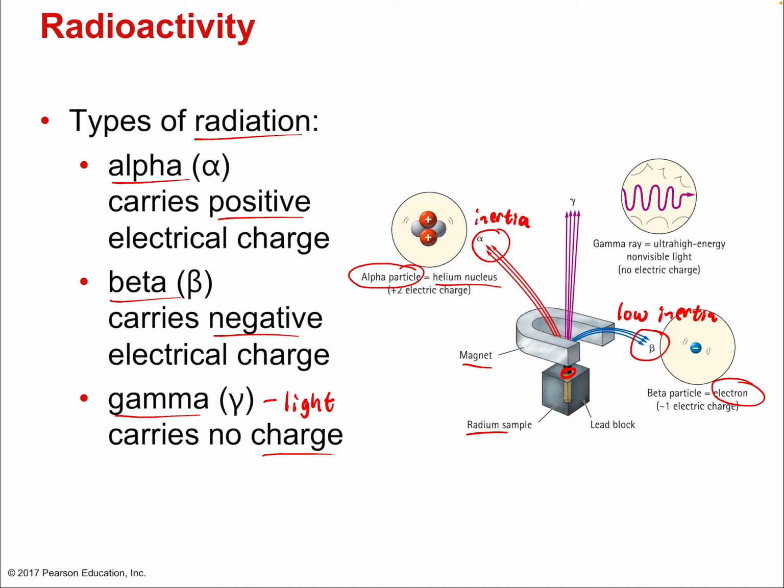Okay, and this is very massive because each one is 1,800 times more massive than the electron, and there's 4 of them total, and it has a net charge of positive 2.